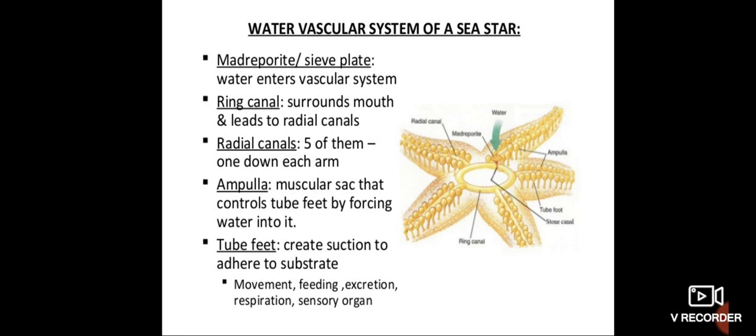Surrounding the mouth, there is a ring canal and it leads to radial canals. These radial canals, 5 of them, run down each arm. There is an ampulla, a sac-like muscular structure that controls tube feet by forcing water into them. The tube feet create suction to adhere to the substrate. Thus, the water vascular system is helpful in movement, feeding, excretion, respiration, and acts as a sensory organ.